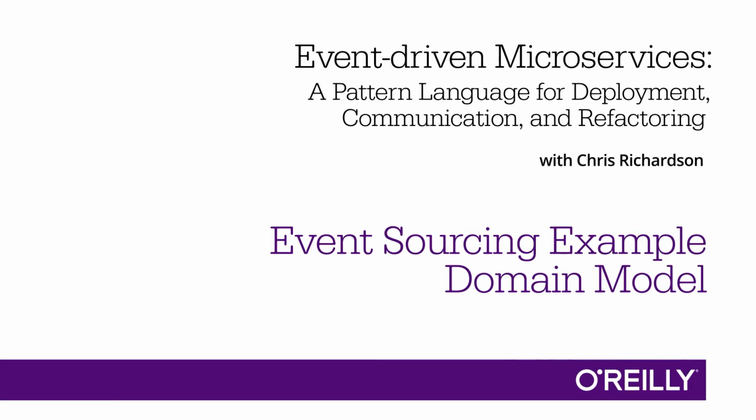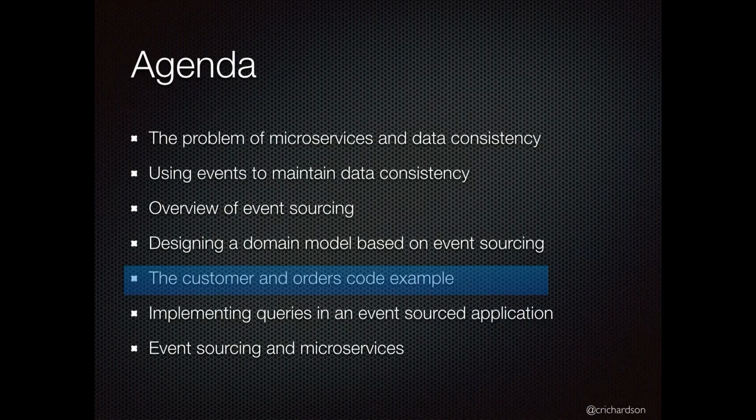In the last segment, we looked at how to design a domain model that uses event sourcing. In this section, we're going to take a look at an actual code example, the place order use case, where there's two services, an order service and a customer service. And you're going to see how the code actually looks in these microservices.